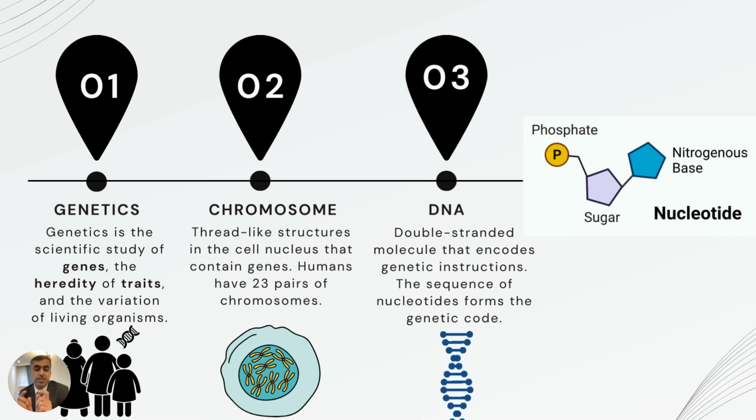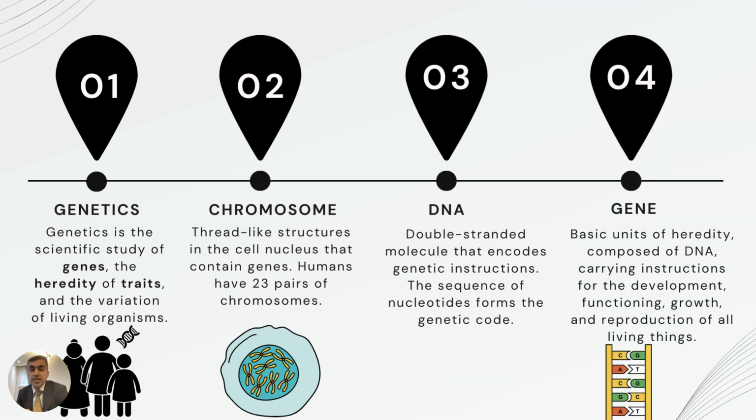It contains the DNA. What's DNA? DNA is a double-stranded molecule that encodes genetic instructions. It means it carries the genetic information for producing proteins. So we can say DNA is a sequence of nucleotides. So what are nucleotides? Nucleotides are the smallest structure of DNA. They consist of nitrogen bases, sugar, and phosphate. These are the structure of nucleotides.